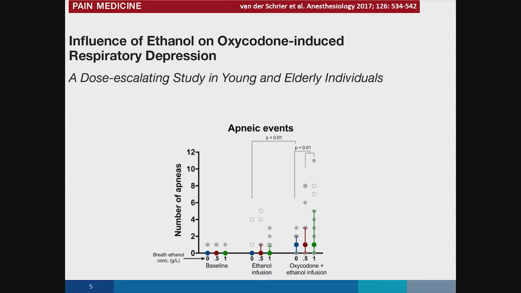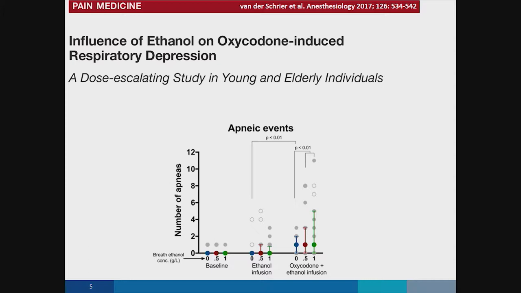This was a relatively simple study. We gave them the combination of oral oxycodone with an intravenous infusion of alcohol mimicking 0.5 or 1 promille of alcohol, let's say 3 to 5 to 6 beers per hour. And we measured the occurrence of apneic events, and what we saw was that especially in the elderly, there was an exponential rise in apneic events already at a low dose of alcohol. You're laughing about the consumption of alcohol, but this is quite regular. In the general population, not only students, the use of alcohol is quite widespread and quite normal. So this is a study that we did.